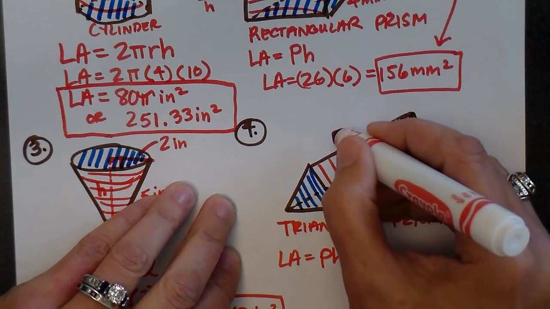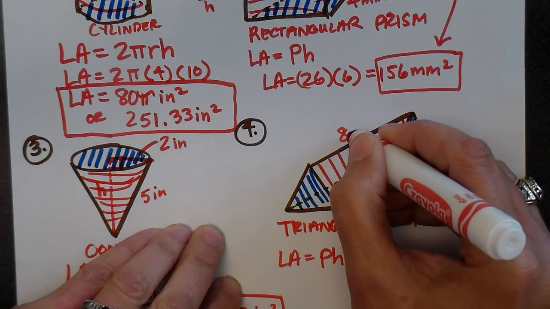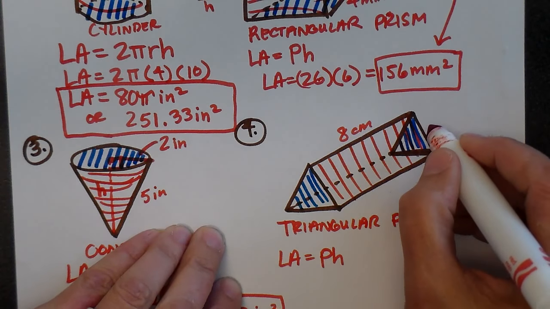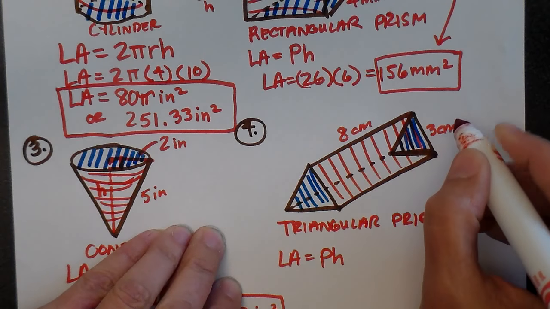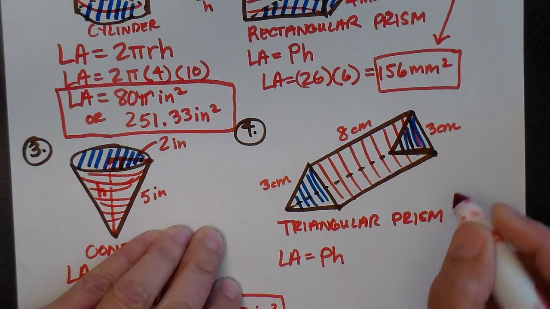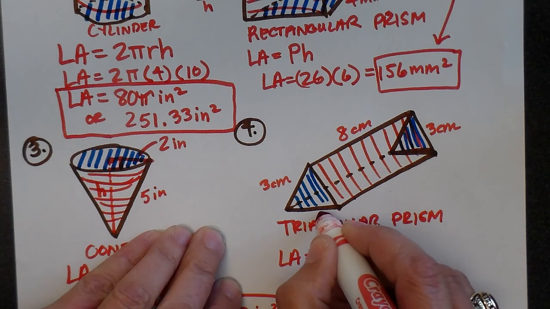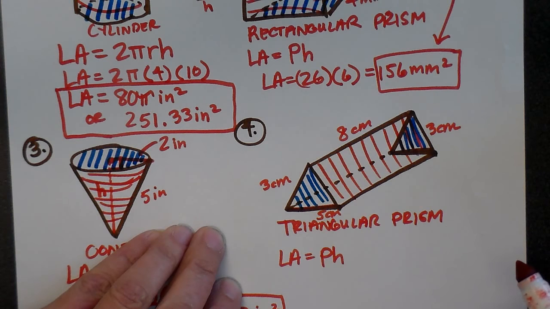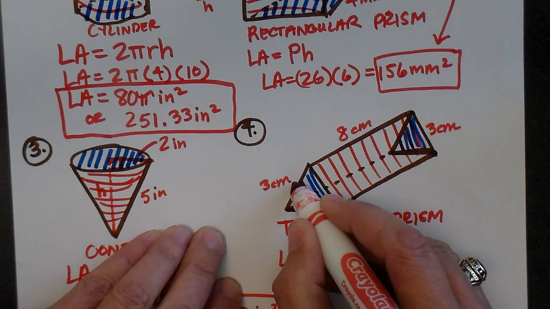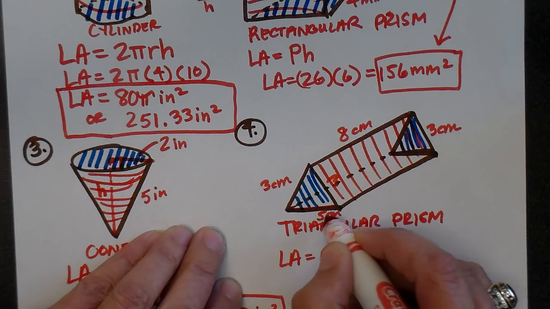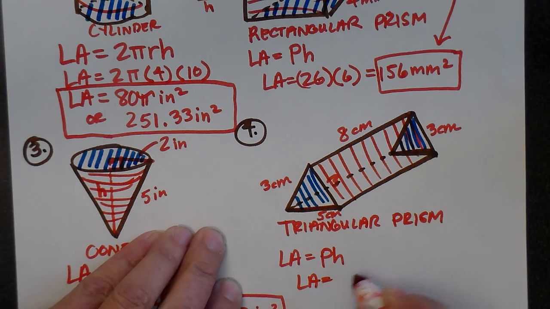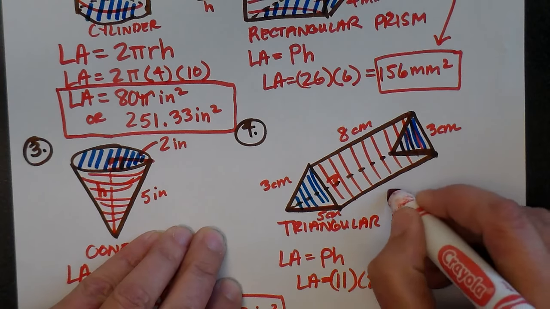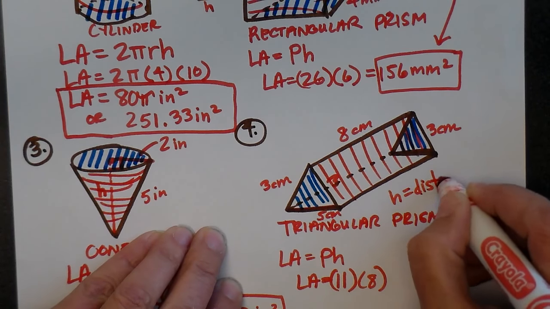So I'm going to create some values here. Let's say this is 8 centimeters, and let's say this is 3 centimeters, and that's 3 centimeters, and this is 5 centimeters. We'll say this is 5. Well, I have to find the perimeter of the base, so I have 3, 3, and 5. So the perimeter of my base is 11. My height is 8. The height of the prism is the distance between the bases.